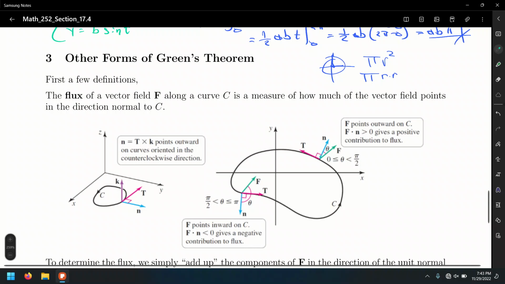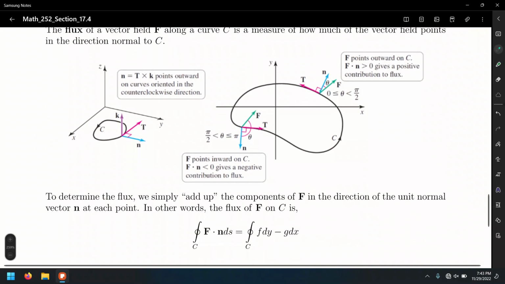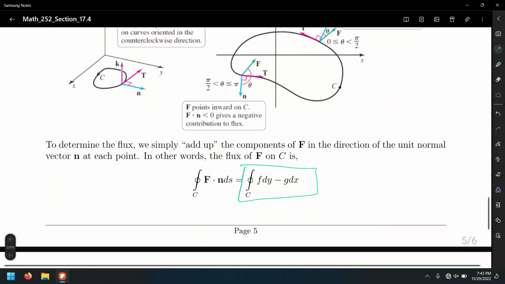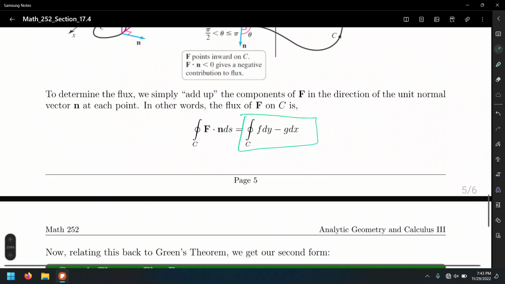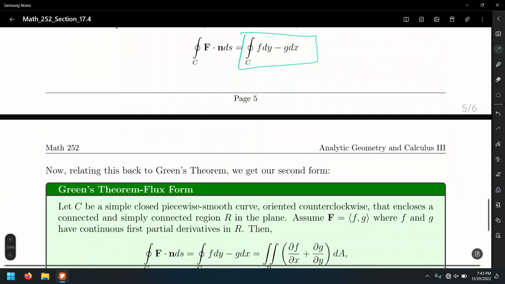In this case, instead of calculating the line integral F dot dr, we're going to go F dotted with n ds. And here is the cyclic integral that we will evaluate. Notice the change in the signs right here. And in this case, formalizing this form.